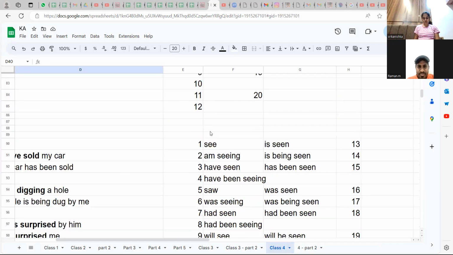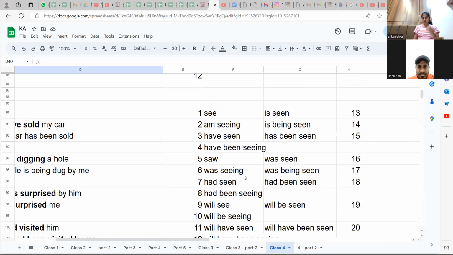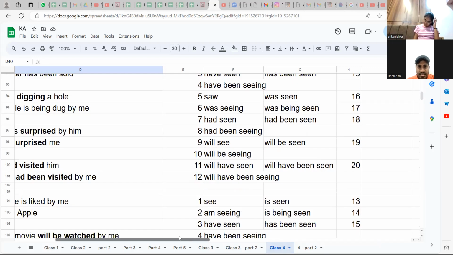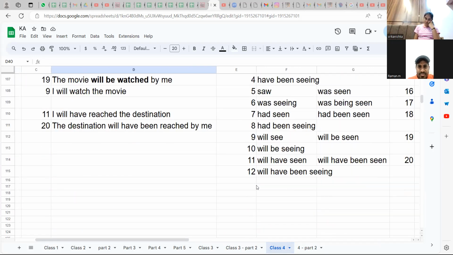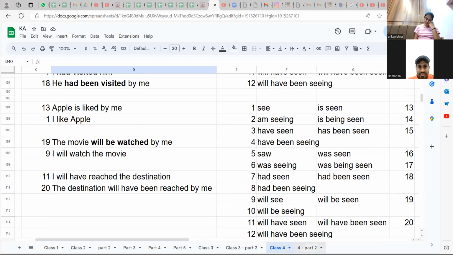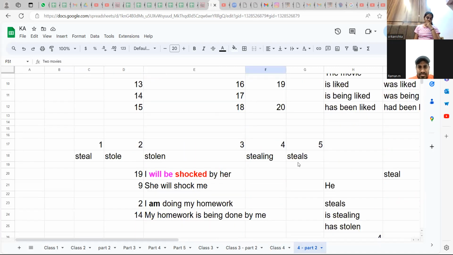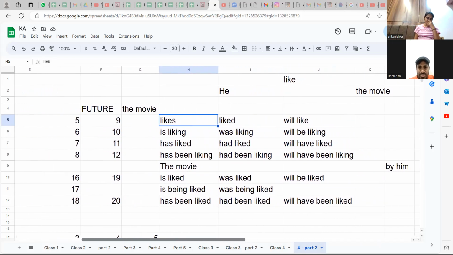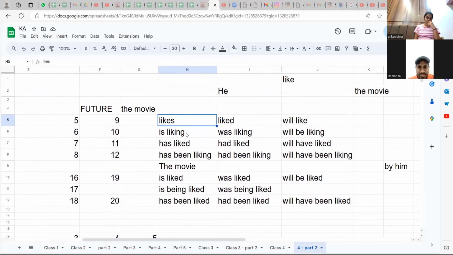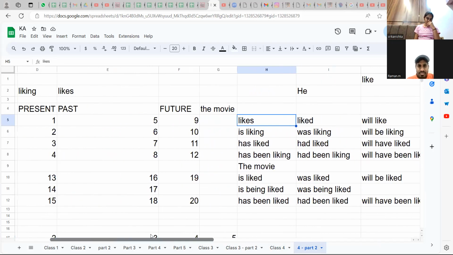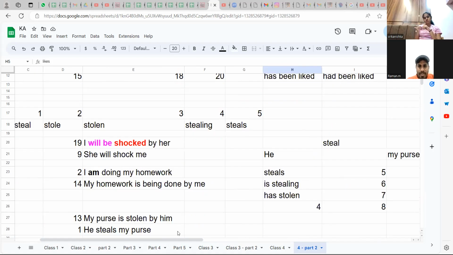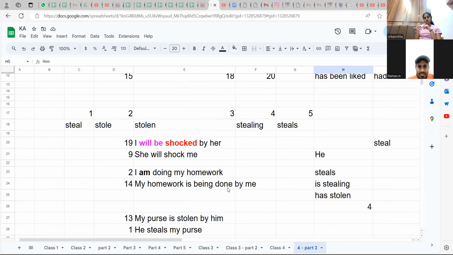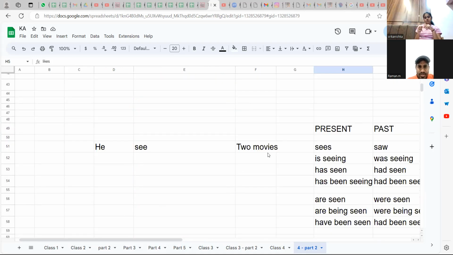Then we compared it. Yeah, 12 tenses, we completely compared it. And this is the next one. I changed the subject to he. Okay, sir. So she was able to run tenses through the entire 20 with the he. Then finally, I changed the passive object to two movies. Two movies. Oh, okay, sir.